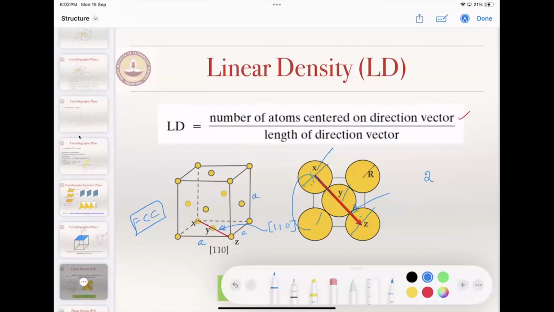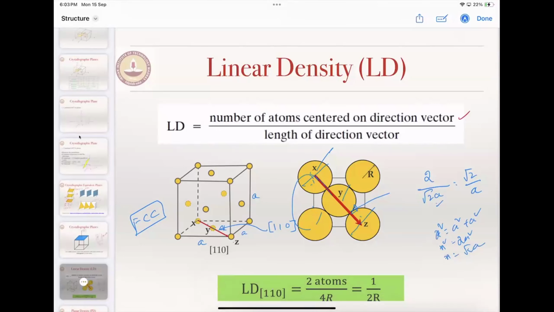What is the length of the vector? Root 2 a. So root 2 a is the length, and the linear density is 2 over root 2 a. x squared is equal to a squared plus a squared, so 2a squared. x squared equals 2a squared, so x is equal to root 2 a. Yes, it should be root 2 a.